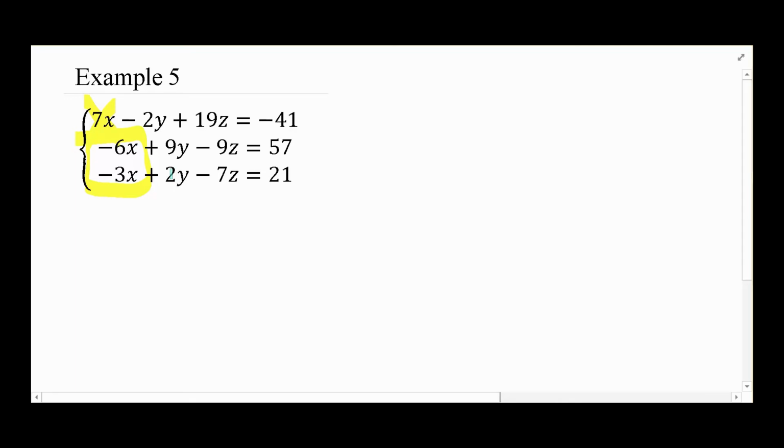As I look at the y's, I do notice that the 2 and -2 work out really nicely. Not a big fan of the 9, but I can deal with it at least. Now, as far as the z's, everything's ugly over there. I'm not a big fan of anything going on over there. So I think because of the fact that the y's at least had one really easy option, that's the choice I'm going to make. I'm going to make my choice to eliminate the y's.